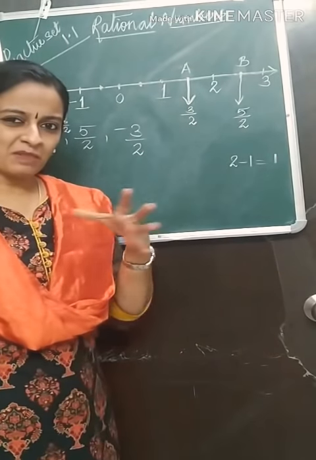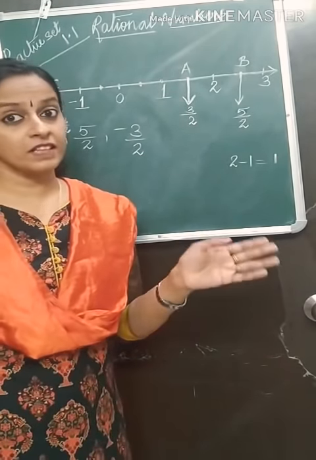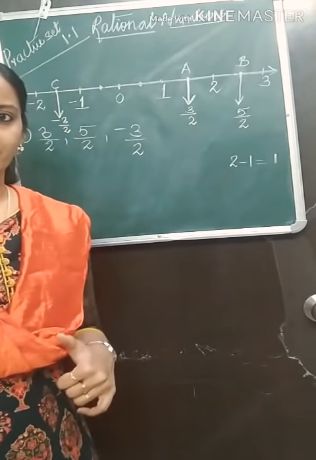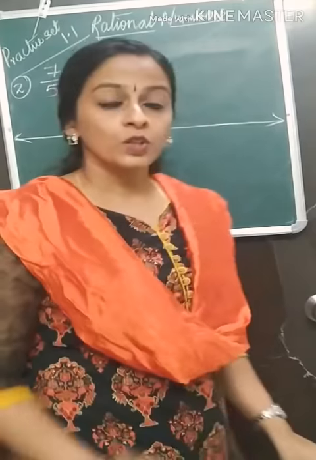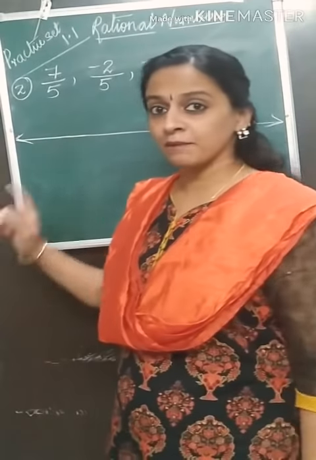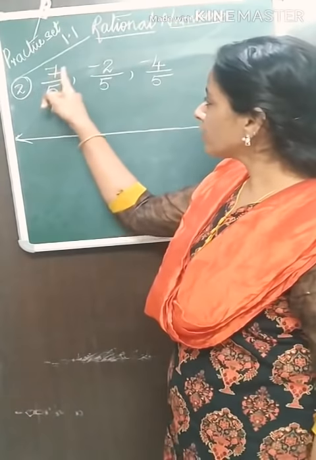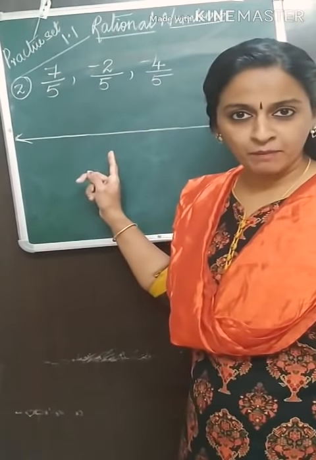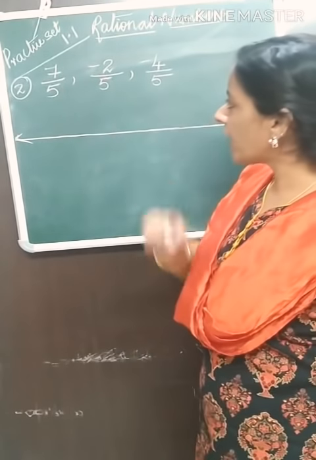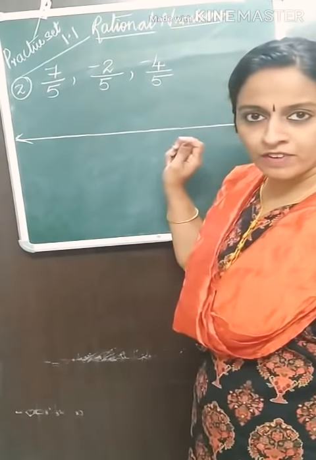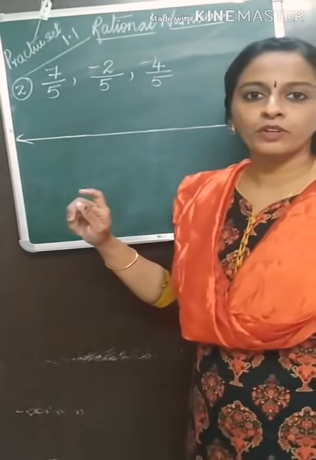Okay. First sum you may understand 50%. Now in the next sum you will get it full 100%. Okay. So let's start with those who did not understand the previous sum, pay attention here. Now the numbers that we have to show on the number line are 7 upon 5, minus 2 upon 5 and minus 4 upon 5.